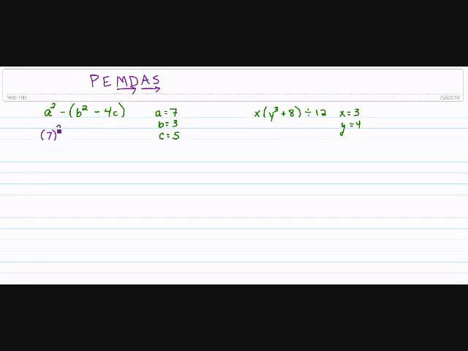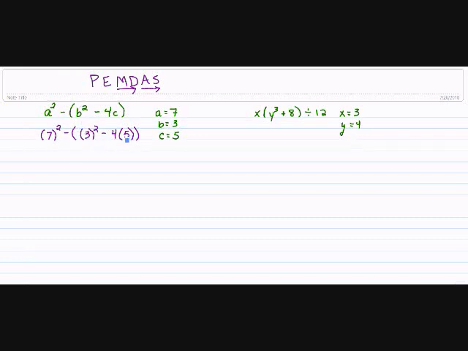Okay, so I have 7 squared minus 3 squared minus 4 times 5. And this works really good because in this case we're not dealing with negative numbers, but in case you are dealing with negative numbers, you don't mess up on your negatives. So here I'm going to solve left to right. I need to solve inside the parentheses first, and that's here.